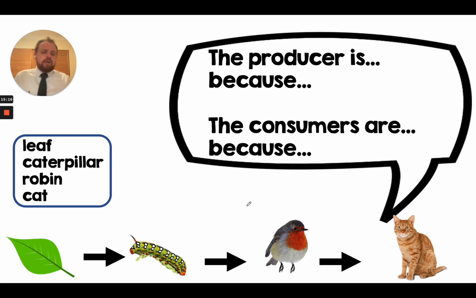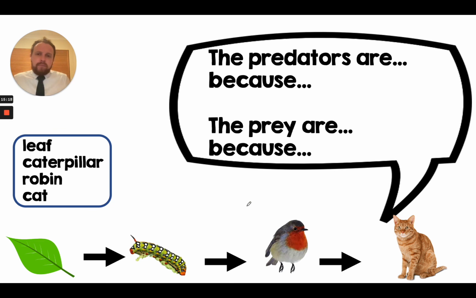Bit more tricky now. We're going to talk about predators and prey here. So the predators are because, the prey are because. Hit pause now and see if you can explain who are the predators and the prey in this food chain.